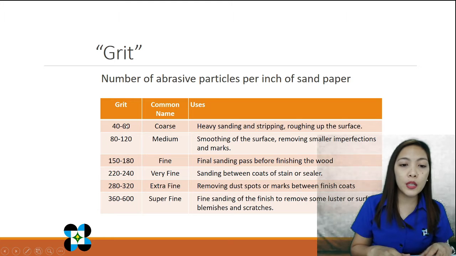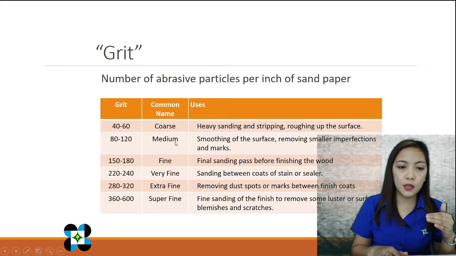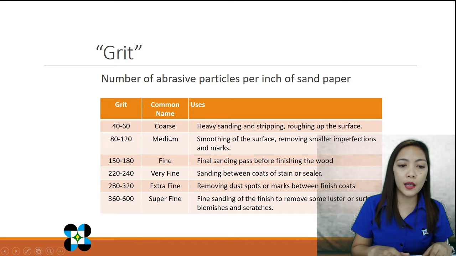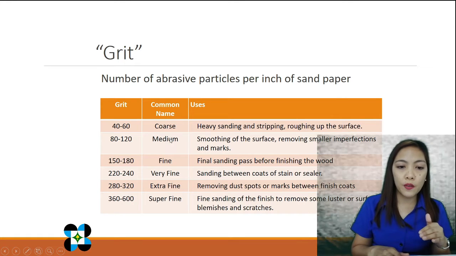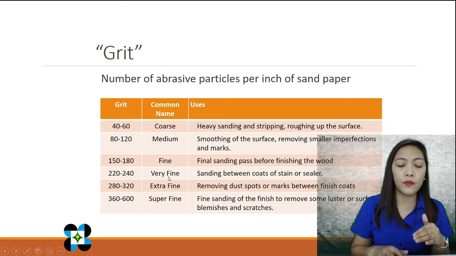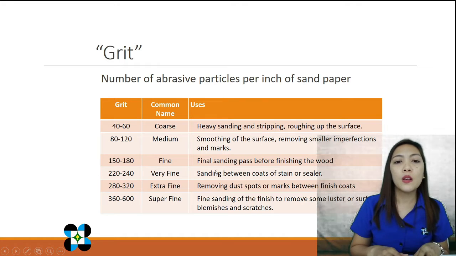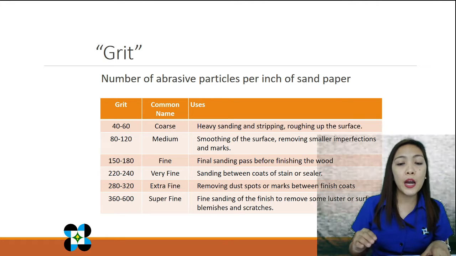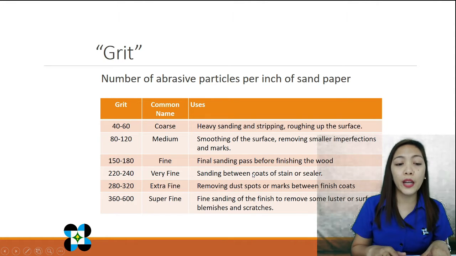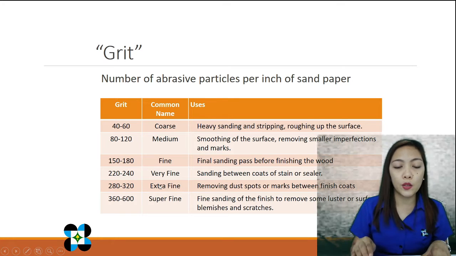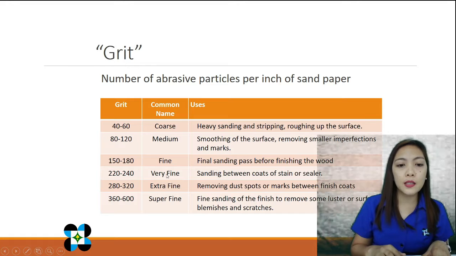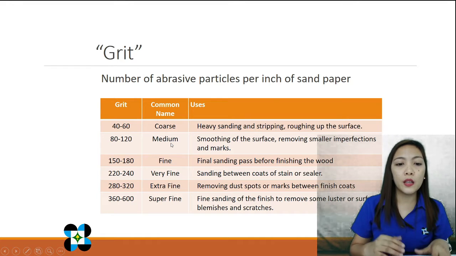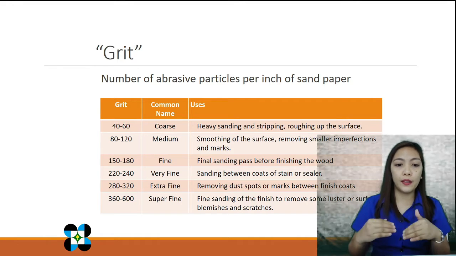So, ayan, from 40 to 60, it is classified as coarse. As the grit value increases, mas nagiging fine siya from coarse, medium, fine, very fine, extra fine, and super fine. So, in wood finishing, FPRDI recommends the use of 100, 180, and 320 sanding schedule. No? So the idea in sanding is we sand it from coarse grit to fine grit.